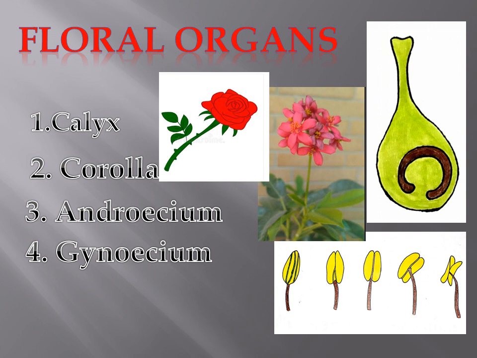Gynoecium consists of 3 parts: stigma, style and ovary. It is also known as the pistil. The ovary contains the ovules.